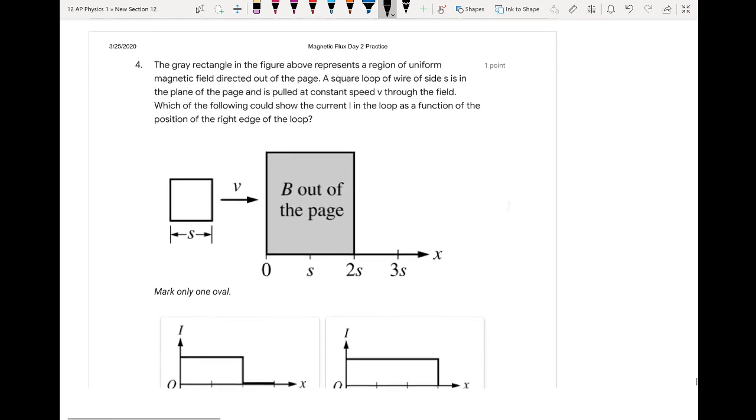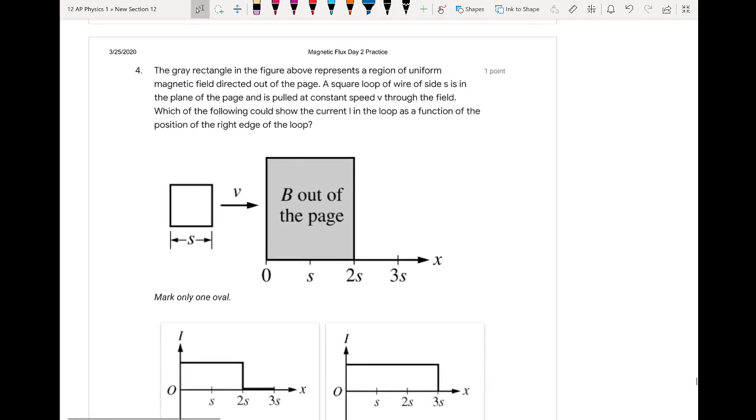And for this final one, it's very similar to what we had on the free response question. So I'll go through it really quickly, but for a more in-depth explanation, I would look at the free response question. What we're saying here is the gray rectangle in the figure above represents a region of uniform magnetic field directed out of the page. A square loop of wire of side S is in the plane of the page and is pulled at a constant speed V through the field.